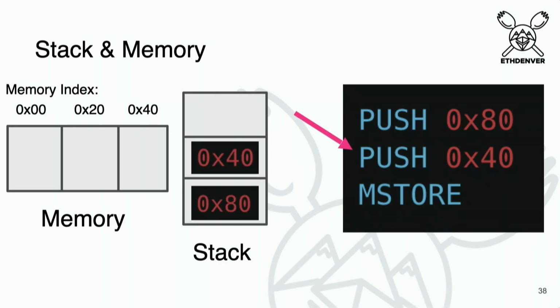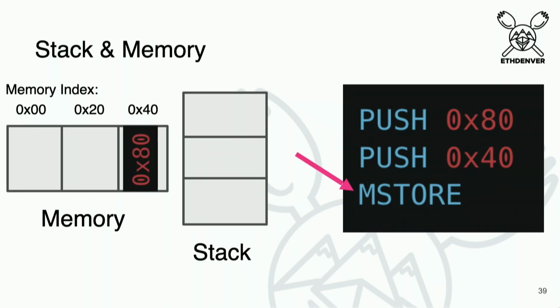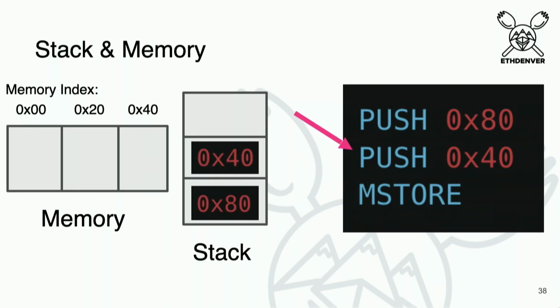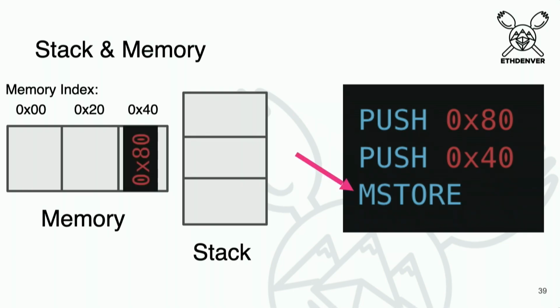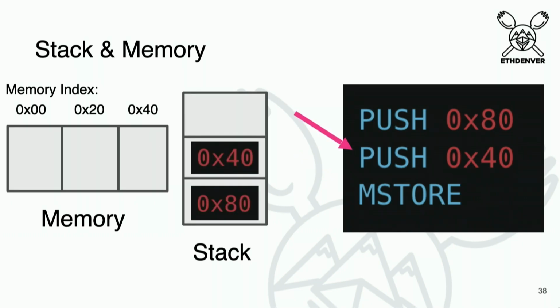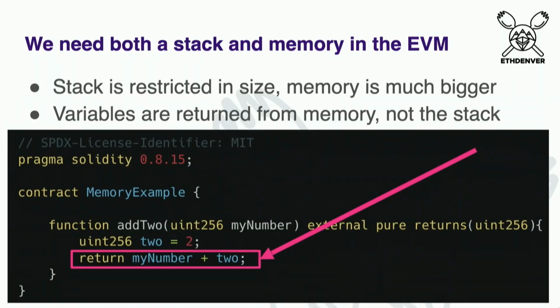And in this example, the mstore command says, okay, grab the thing that's at the top of the stack, and that's going to be the location of memory we're going to stick stuff. And then what's underneath that, we're going to stick that into that location of memory. So we took 0x80, stuck that in 0x40 because mstore says, hey, top of the stack, location, bottom of the stack, data. Great.